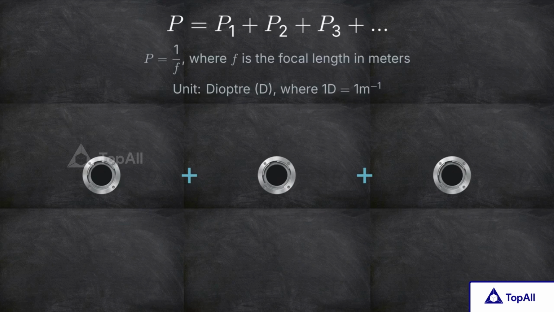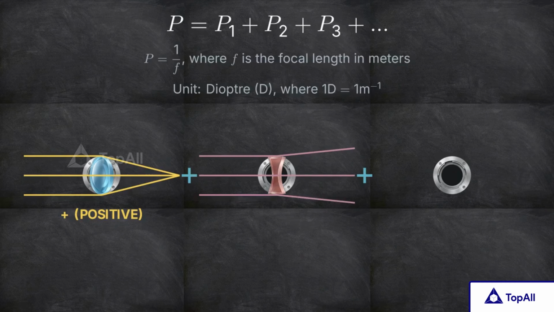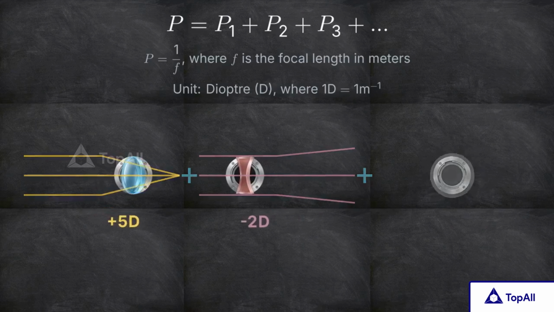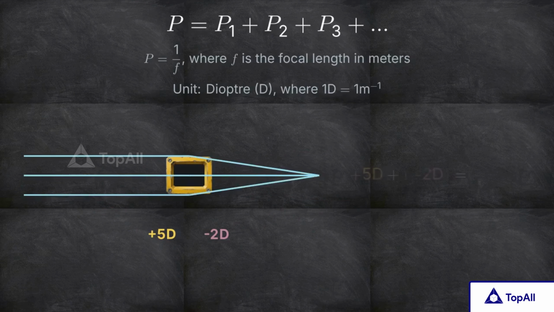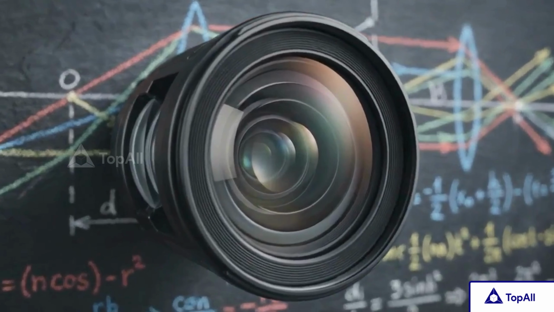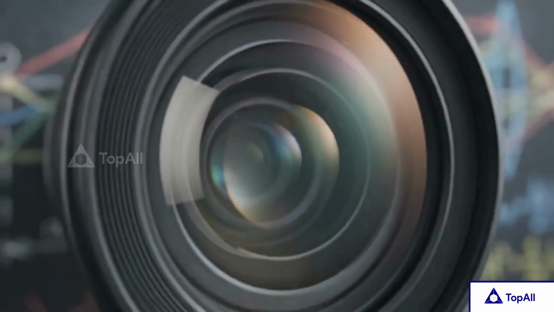The algebraic nature of this sum is critical. Convex lenses converge light and have a positive power, while concave lenses diverge light and have a negative power. By combining a +5 diopter convex lens with a -2 diopter concave lens, engineers reach a net system power of +3 diopters. Although optical powers add together to find the system's strength, the magnification of the resulting image follows a different rule.